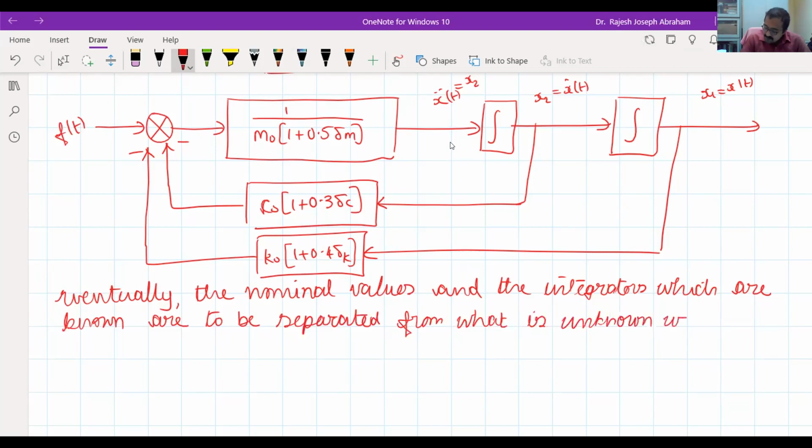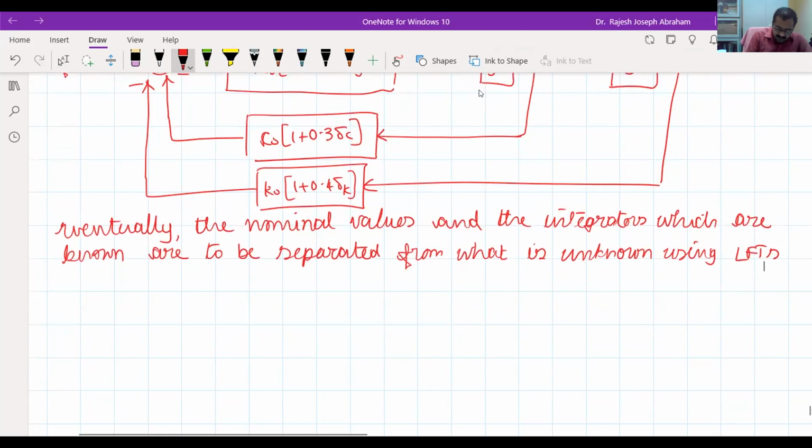Using LFTs. Keep in mind we have parameter variation in all three terms: mass, the damper, and the spring. That perturbation alone has to be separated out as a separate block and represented in LFT form. That is what we are going to do. So let us consider the LFT for mass m.